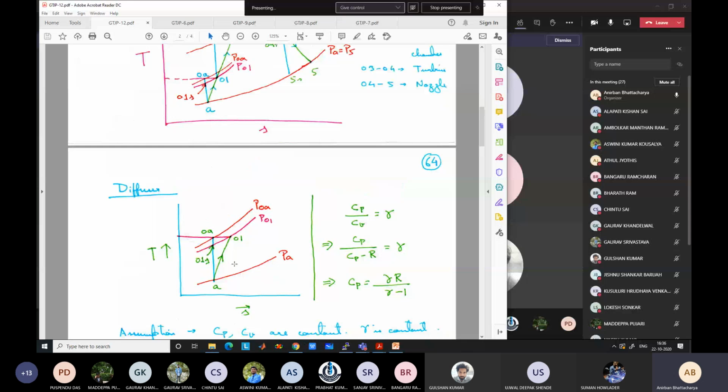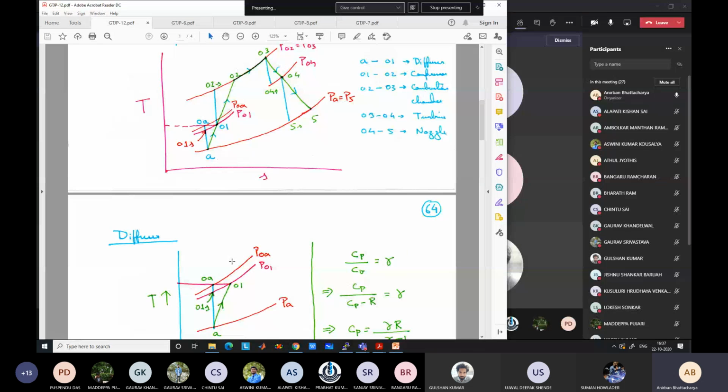Most of the mistakes occur there, because in terms of temperature you cannot directly define (T01 minus TA) by (T0A minus TA), because it will always become 1. So it is defined in a roundabout way for the diffuser, using some hypothetical temperature T01S, which is not related to the real temperature of the process. That we will discuss in the next class.